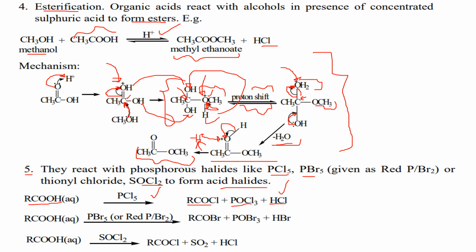Now the halide you form depends on the halogen atom you're dealing with. It can either be chlorine or bromine, but not any other. But usually I encourage you to use phosphorus pentachloride, strictly this one, because it's the most approved reaction without any debates.